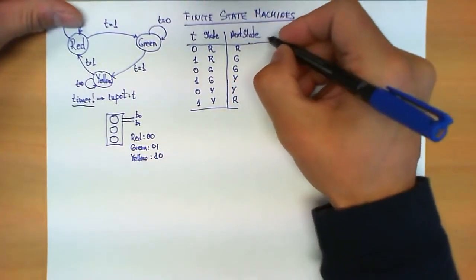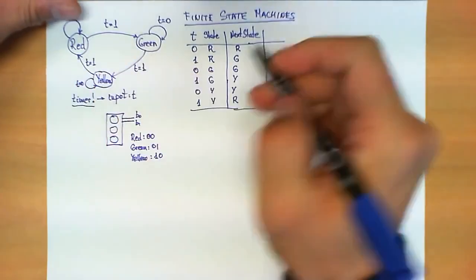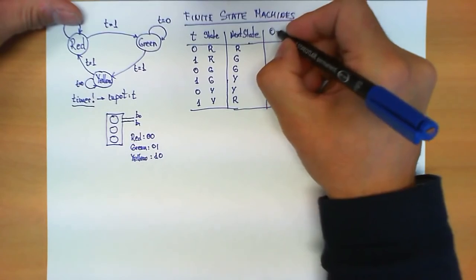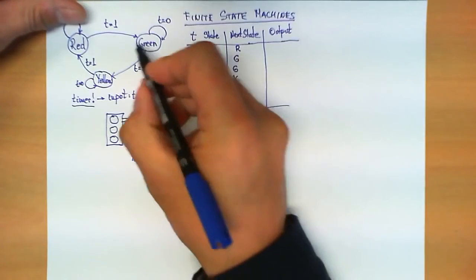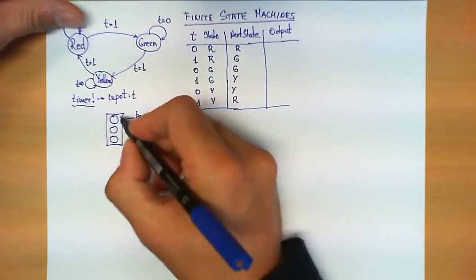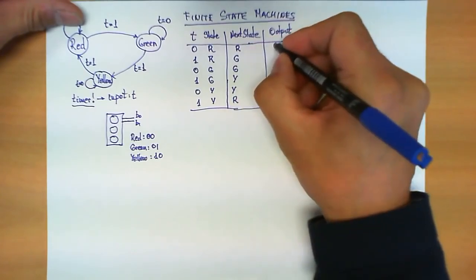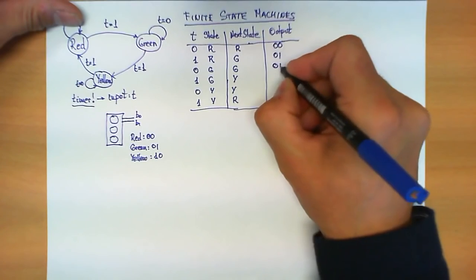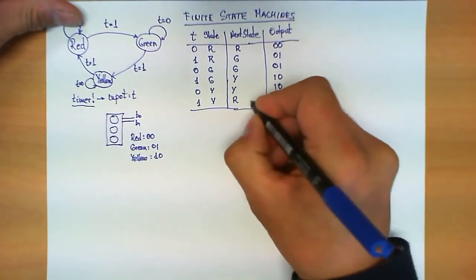So immediately we can see how to this truth table, which represents a transition between states, I can now add the value of an output which is going to encode the proper bits such that this traffic light is controlled. In this case, red is 0, 0, green is 0, 1, 0, 1, 1, 0, 1, 0, and 0, 0 again.